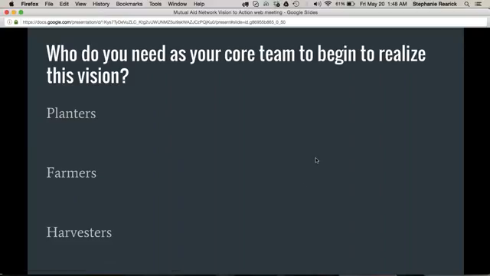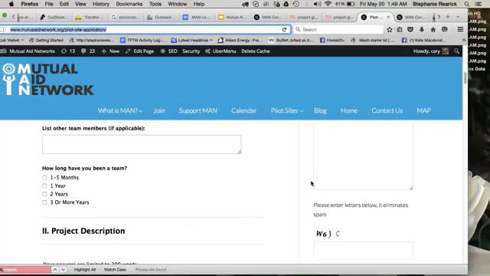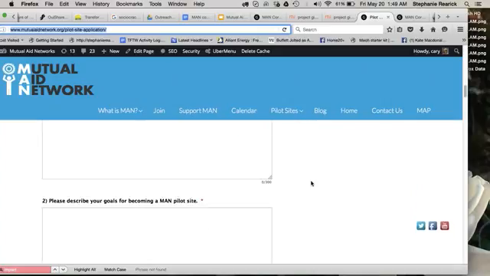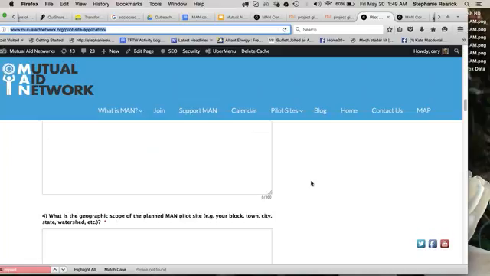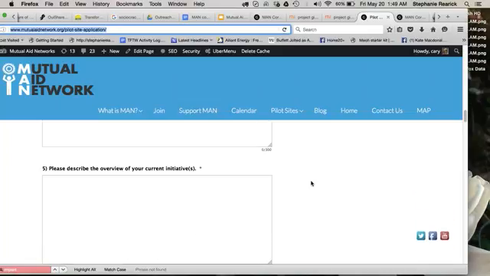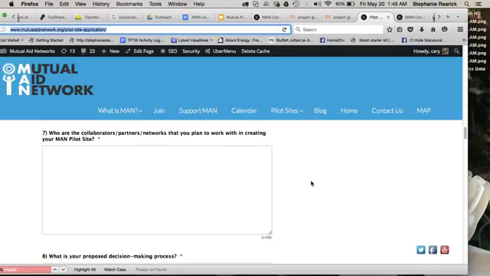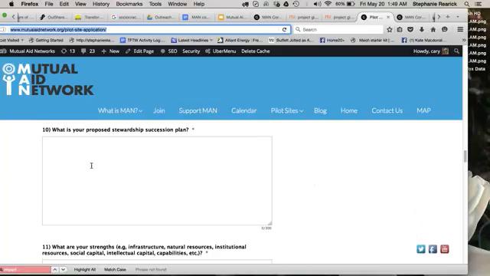That's one of the reasons, I forgot to show you, in our mutual aid network pilot site application, we ask you about your succession plans. So we ask who's on your team and what are your goals, and we ask about the community you plan to serve and the geographic scope, the overview, but who are the collaborators, partners, and networks, and decision-making process, governance structure, but then your proposed stewardship succession plan.